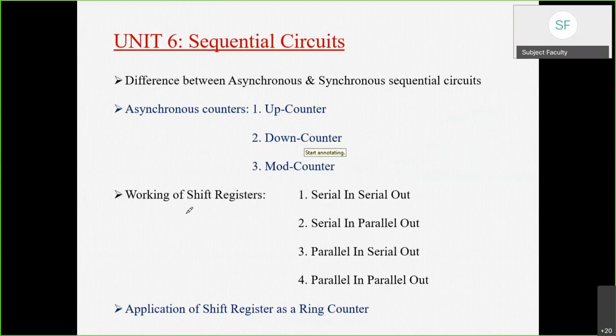In today's session, we are discussing the shift register. What are shift registers and the working of shift registers? We will see all these 4 different types of shift registers as well: serial in, serial out; serial in, parallel out; parallel in, serial out; and parallel in, parallel out. So now we will start our discussion regarding shift registers.